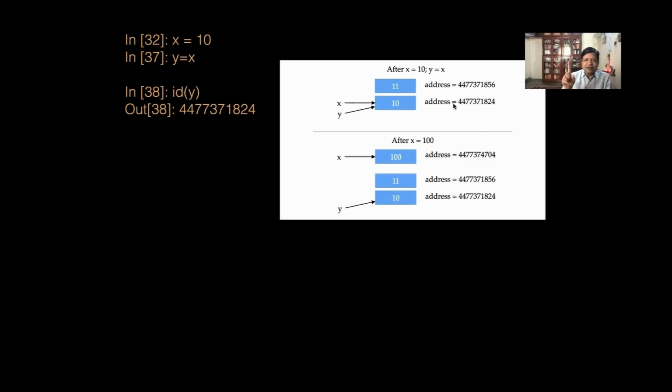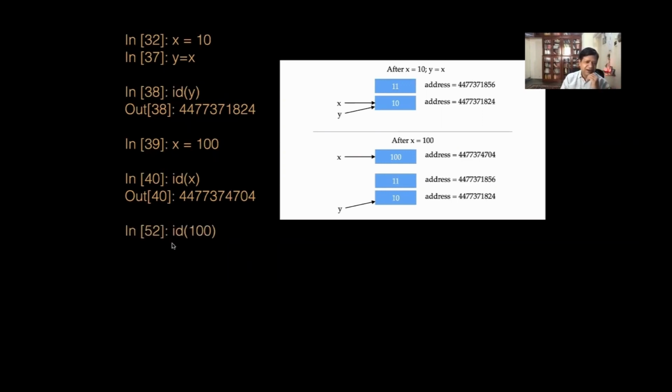So these are critical differences. Now this is a curious part. Please keep in mind, when I say x equal to 100, what happens? The ID of x is a new ID. It's not 824, it is 704. So as soon as I create 100, the label x has moved from 10 to the new object 100. So objects are primary. 10, 11, 100 live all the time. I can change the labels. So the label is secondary in Python.